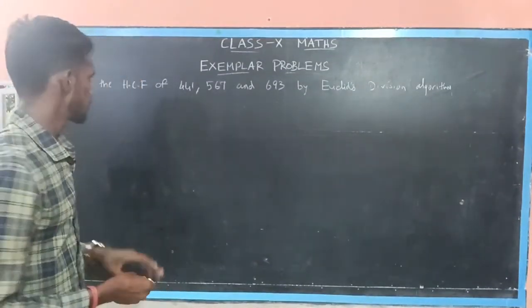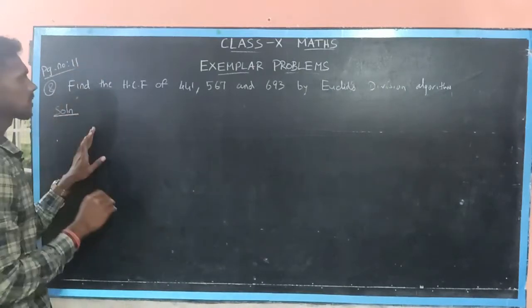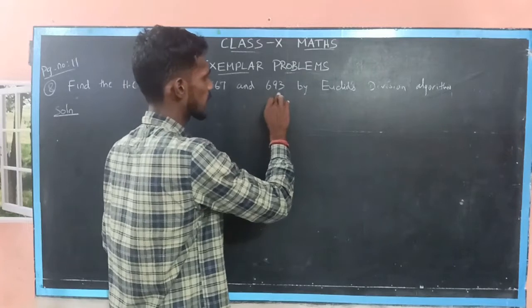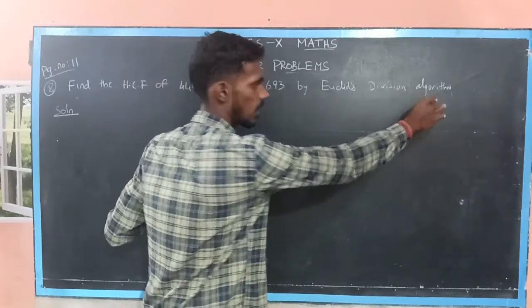Students, the next sum, page number 11, 8th question. Find the HCF of the numbers 441, 567 and 693 by Euclid's division algorithm.